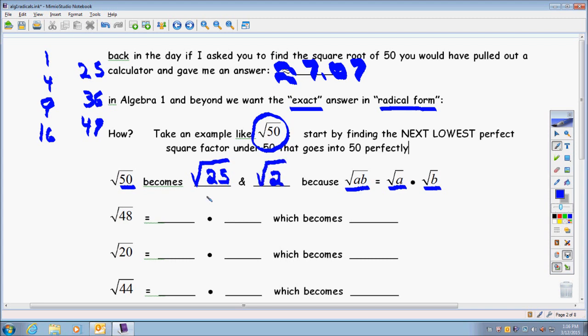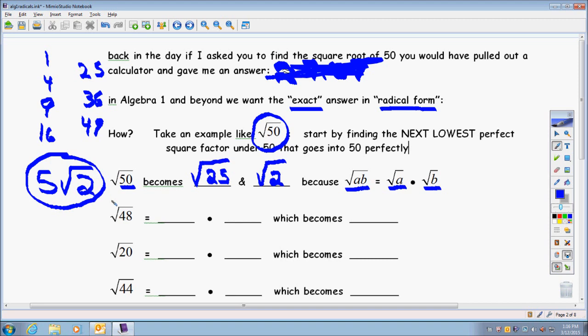Now, radical 25 is 5. So this answer is going to become 5 radical 2. So the square root of 50 is actually 5 times the square root of 2. That's the exact answer. Now, if you do that on your calculator, you're going to get 7.07. But that's not what we want. We don't want 7.07 anymore. In fact, I'm just going to erase that. This is what we want. We want 5 times the square root of 2. Okay, same idea for the next couple of these.